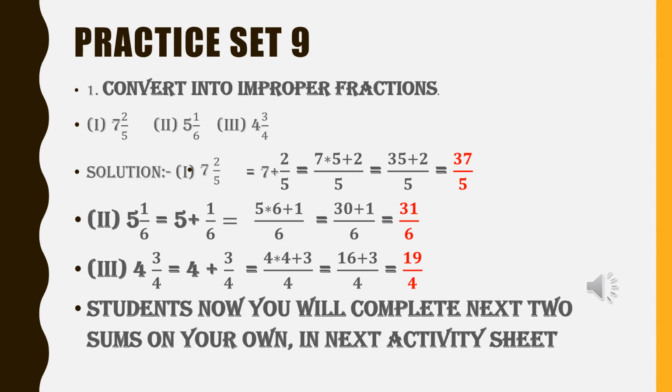Next sum, 4 3/4, which can be written as 4 plus 3 by 4. So I'll multiply the denominator with the whole number. So 4 4s are 16. 16 plus 3, divided by 4. So 16 plus 3 is 19. So 19 divided by 4 is our required answer as an improper fraction.